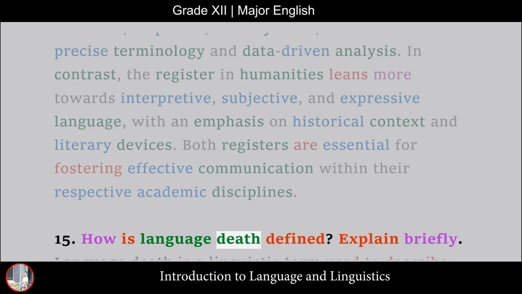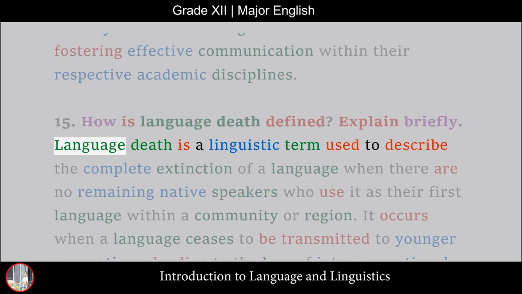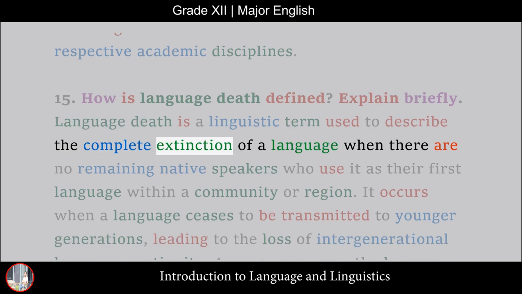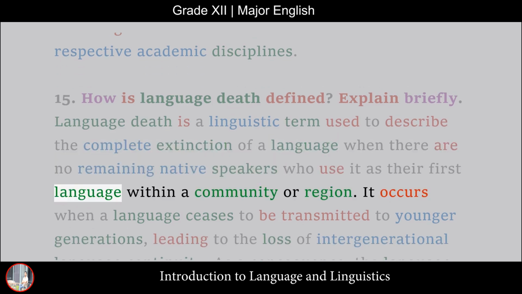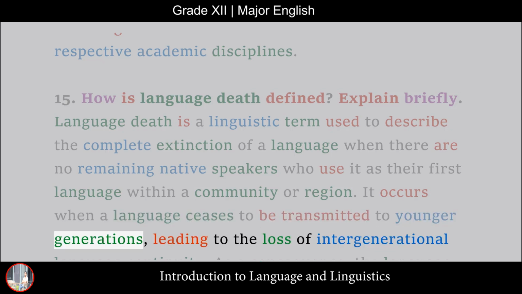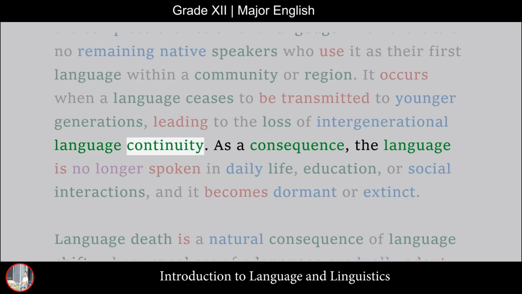15. How is language death defined? Explain briefly. Language death is a linguistic term used to describe the complete extinction of a language when there are no remaining native speakers who use it as their first language within a community or region. It occurs when a language ceases to be transmitted to younger generations, leading to the loss of intergenerational language continuity.